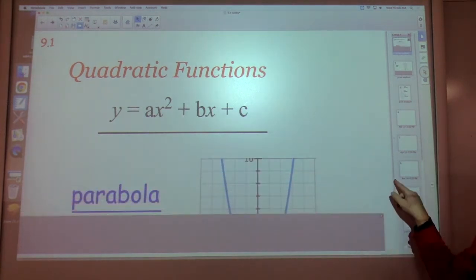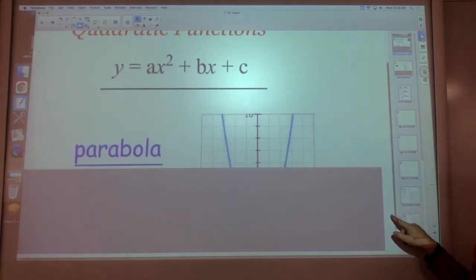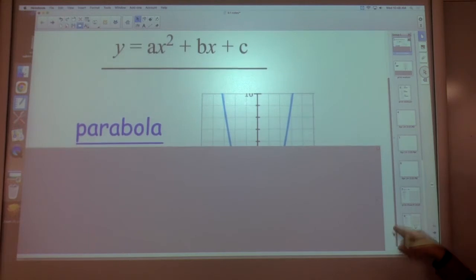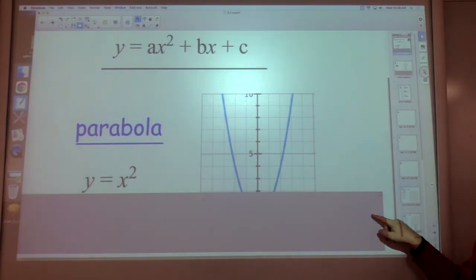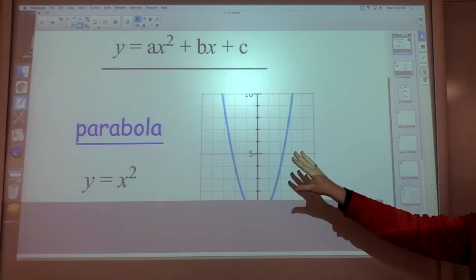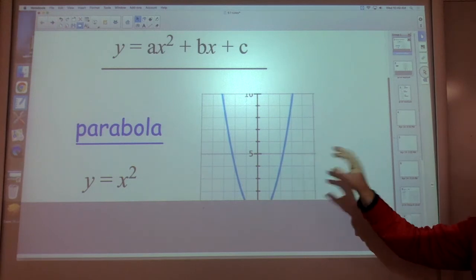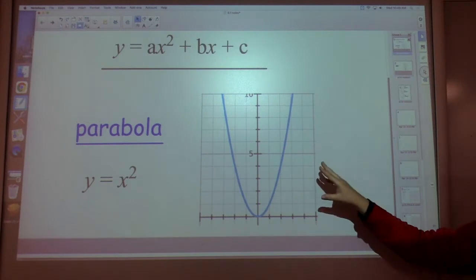What does it look like? It's something called a parabola. Write that down. Maybe even try to say it out loud. Parabola. And a parabola, if it's just y equals x squared, there's no bx, there's no c. It's just the basic, most simple, easiest graph you could possibly graph, y equals x squared. It looks like this.